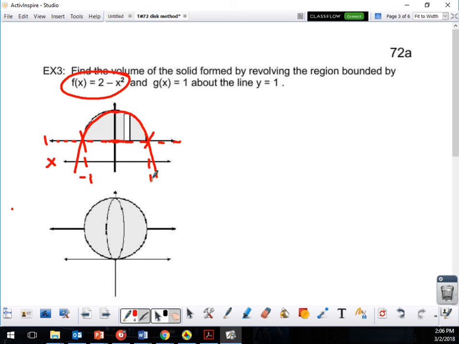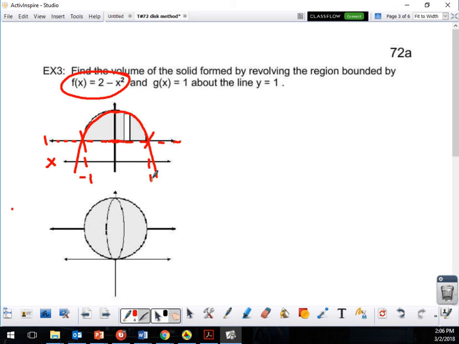If I plug in negative 1 here, negative 1 squared is 1, so 2 minus 1 is 1. That's what I'm looking for. On the positive side, 2 minus 1 is 1. That's what I needed. So what does that tell me? What are these numbers for? Those are your bounds. Very good. So those are your bounds.